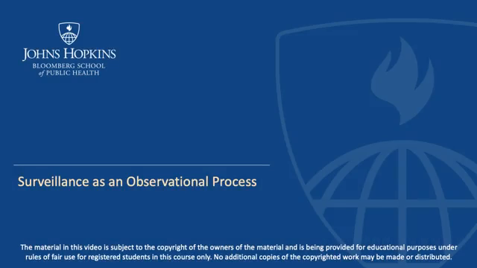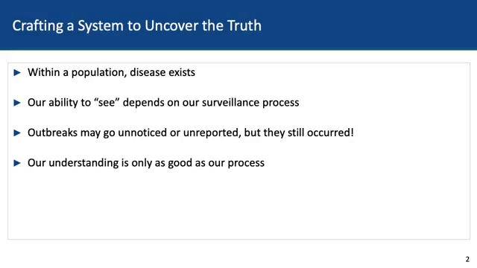In this section, we're going to talk about surveillance as an observational process. So a public health surveillance system is a system that's designed to uncover the truth, if you will. Let's get a little philosophical about what public health surveillance is trying to do.